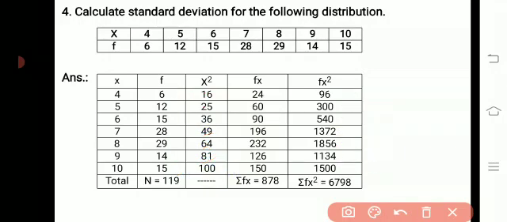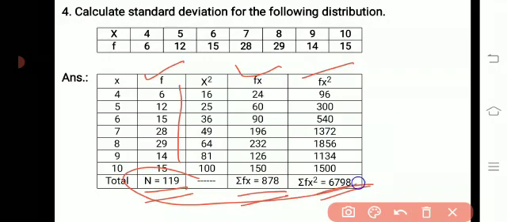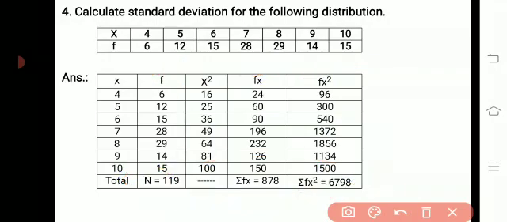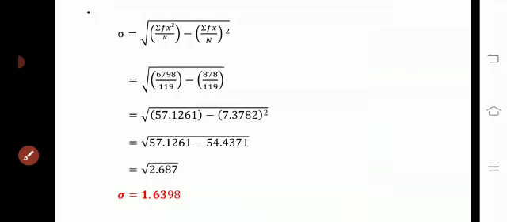After that we require the total frequency, that is capital N. If you add these frequencies you will get 119. Then summation fx, the addition of the fx values, is equal to 878. Similarly we require summation fx square, that is summation fx square is equal to 6798.